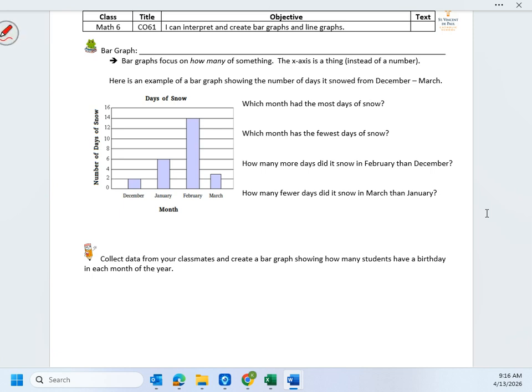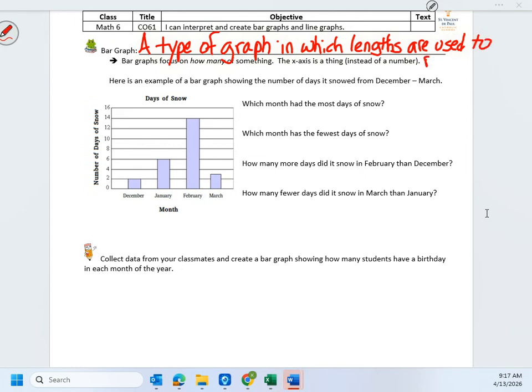A bar graph is a type of graph in which lengths are used to represent and compare data. For each type of data analysis we're doing, we're going to use it for different reasons.